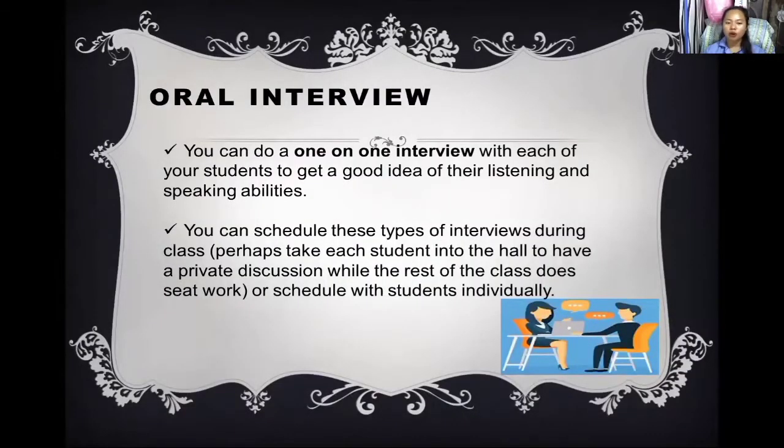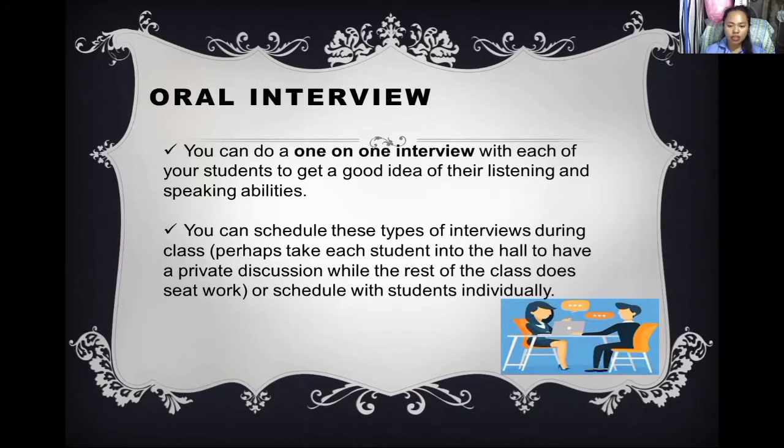Okay, the first one is oral interview. The oral interview has two categories. The first one can be a class-type discussion, and also it can be a private discussion. In terms of private, it's called a one-on-one interview of your student, and it can have a schedule, and it can also be the seatmate of the student. They can also oral interview each other.